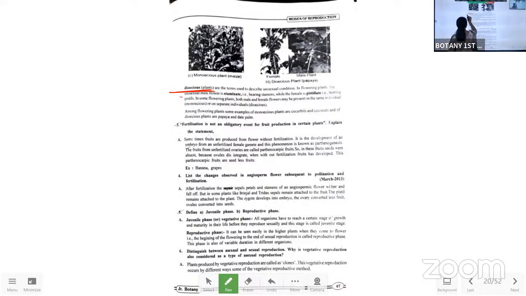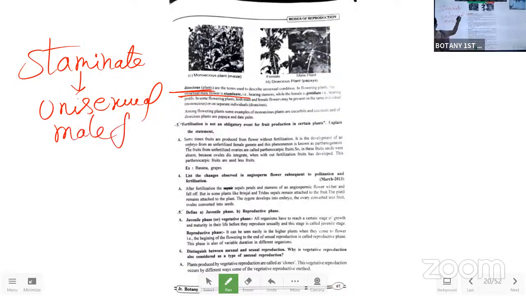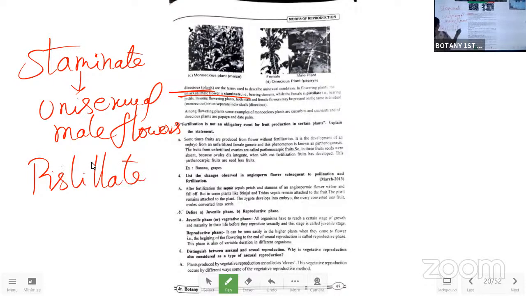The unisexual male flowers are called staminate. If you remember this word, you can write it. Otherwise, you can simply say unisexual male flowers. And the female flowers, only female flowers, are called pistillate flowers. Only the female sex organs are present in those flowers.